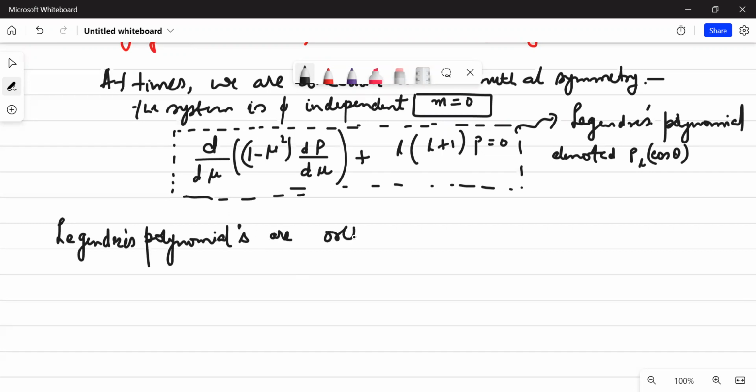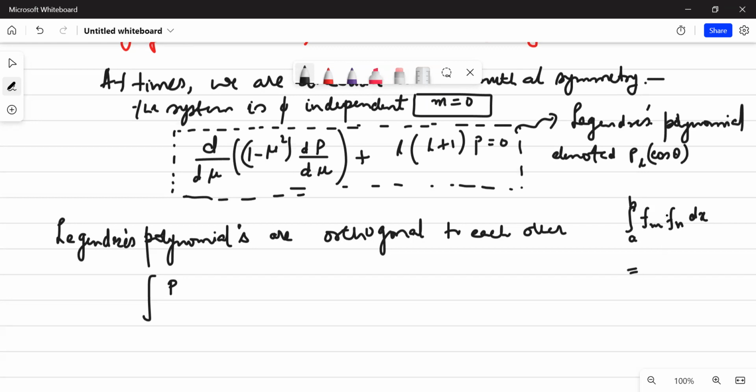Okay, so Legendre polynomials are orthogonal to each other. Orthogonal means what? Iska matlab, two functions are said to be orthogonal in the interval a to b. If I'm saying my function f_m and my function f_n are orthogonal in the interval a to b, it implies this particular integral should be equal to Kronecker delta mn, or some constant times Kronecker delta mn. It will yield you either 1 or 0. It will yield 0 if m is not equal to n, and 1 if m is equal to n. So two functions f_m and f_n are orthogonal if they satisfy such a property.